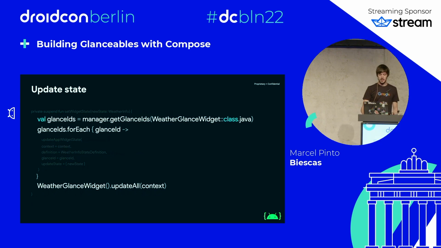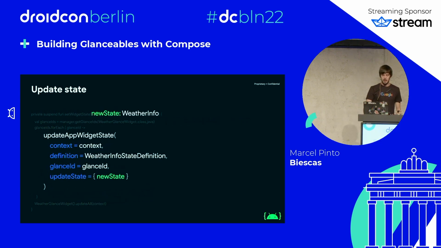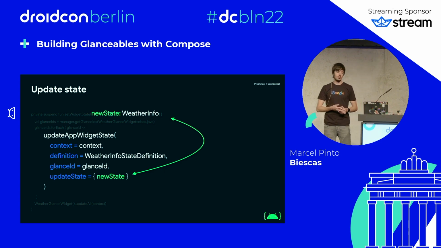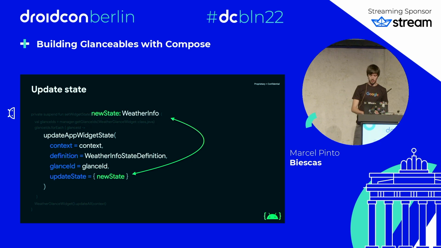So we retrieve all the IDs, and then we tell the widget to update the data. To update its state, we can use updateAppWidgetState, passing the definition and passing the glance ID. And then the update state lambda will allow us to modify the existing state, or in our case, we just can pass a full new object. This will be stored on the state of each of the app widgets and be used whenever we request to update the UI.